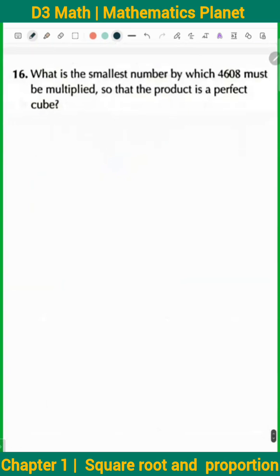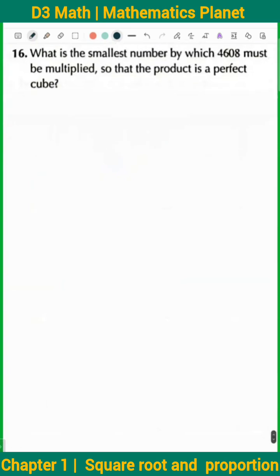Okay, what is the smallest number by which 4608 must be multiplied so the product is a perfect cube? So how to solve such a question? 4608. With which number can it be multiplied? So we get the product which is a perfect cube. So we need to do the prime factorization.